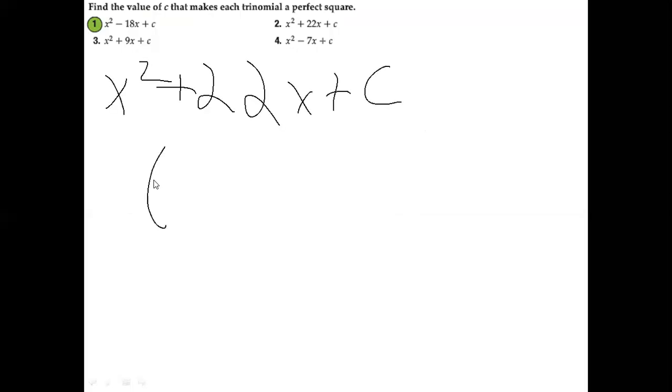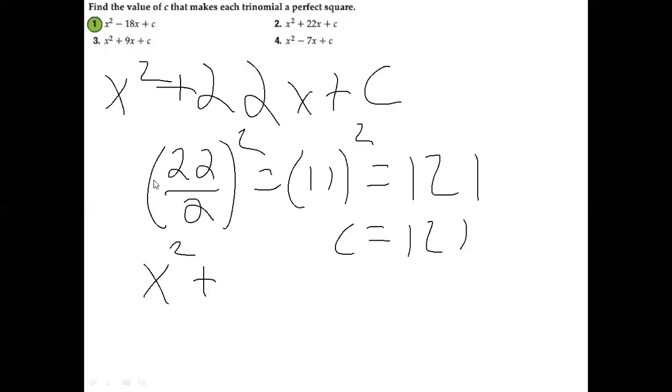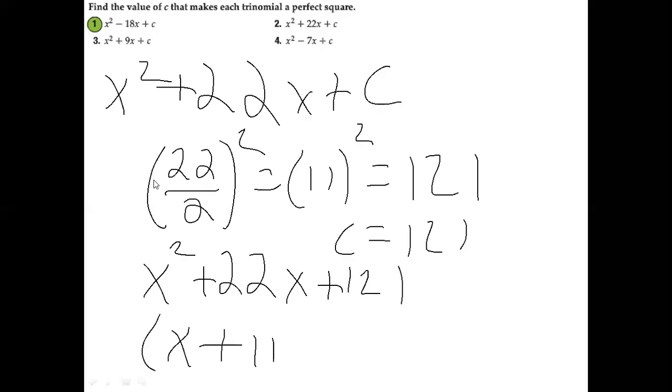Number 2, x squared plus 22x plus c. If I take half of the middle term and square it, that's going to give you 11 squared, which is 121. So that would mean that c equals 121, and the trinomial would be x squared plus 22x plus 121. If you factor it, it would be x plus 11 quantity squared. Okay, go ahead and try those other 2 and pause the video. Hit play when you're ready.